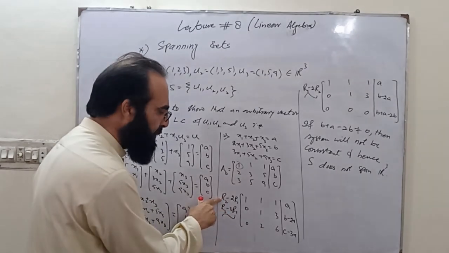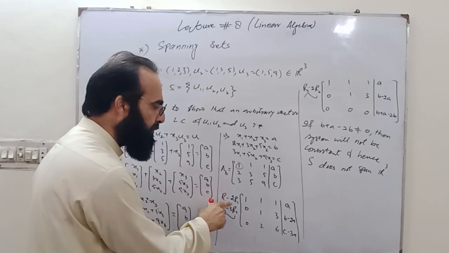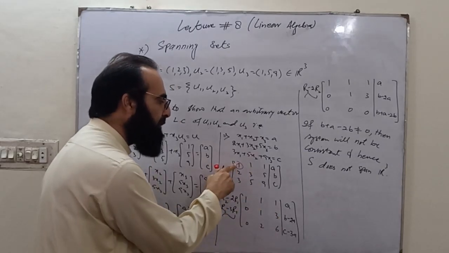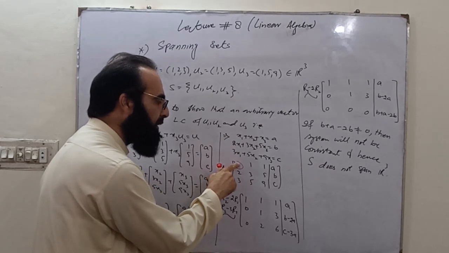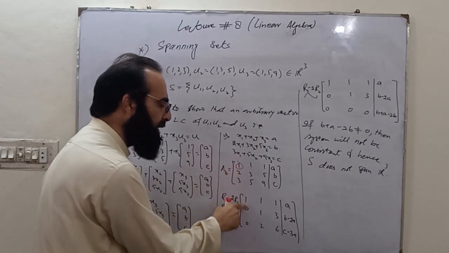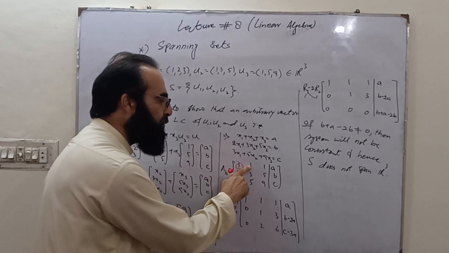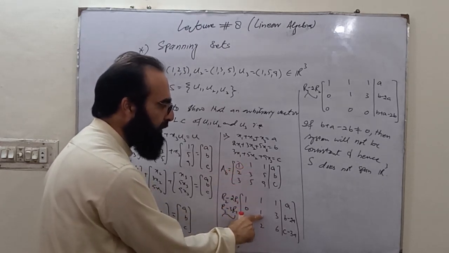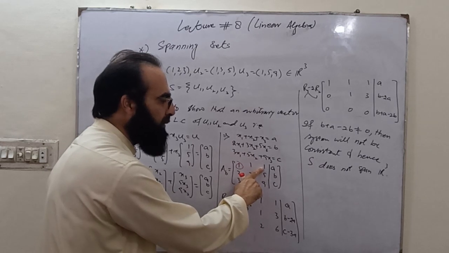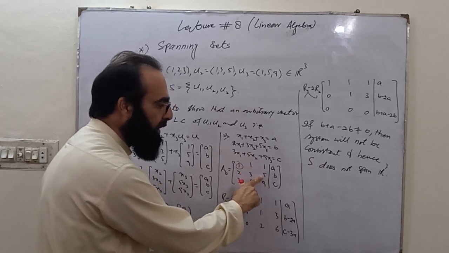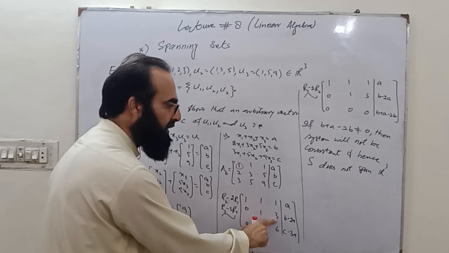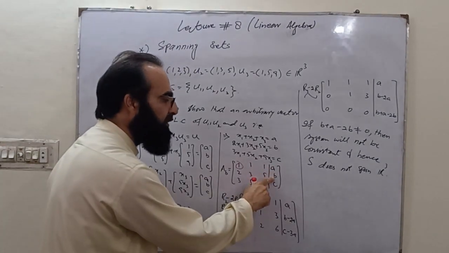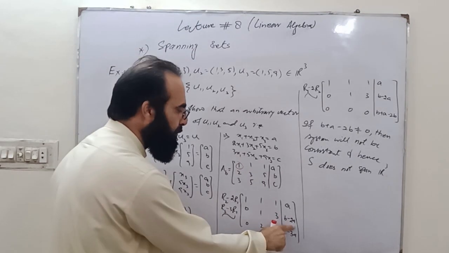First of all, we will use the R2 minus 2 times R1 operation. The first row will remain the same. 2 times 1 gives us 2, and subtracting that 2 from this 2, we get 2 minus 2 equals 0. 2 times 1 gives us 2, and subtracting that 2 from 3, we get 3 minus 2 equals 1. 2 times 1 gives us 2, and subtracting that 2 from 5, we get 5 minus 2 equals 3. 2 times A gives us 2A, and subtracting that 2A from this B, we get B minus 2A.